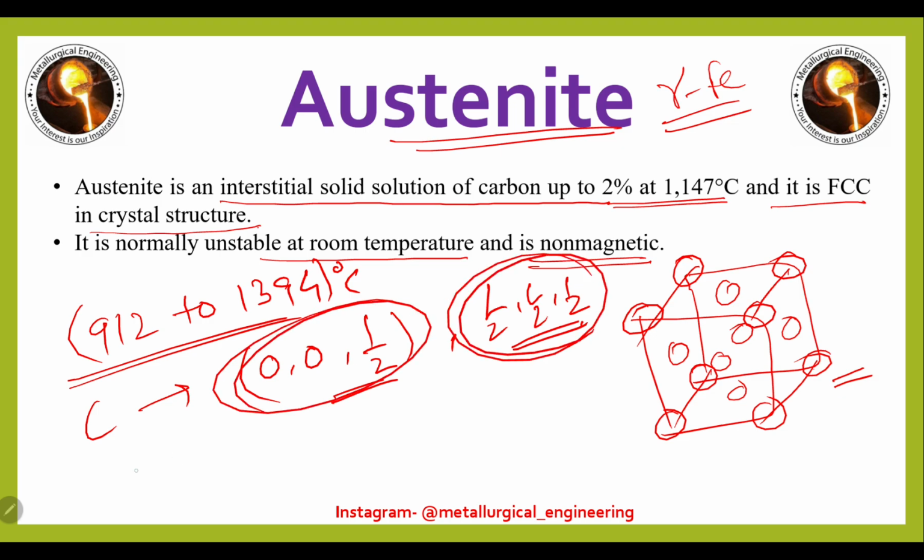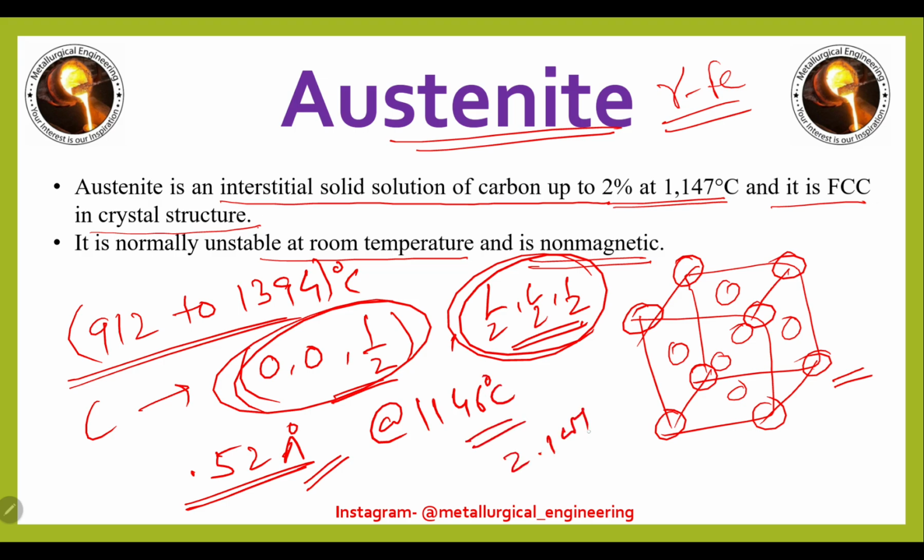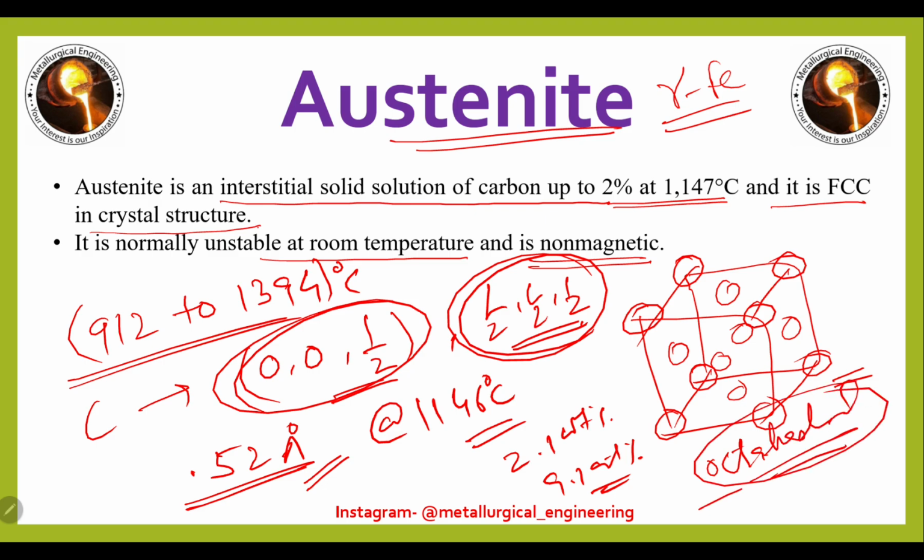The size of the largest atom that can fit in this void is 0.52 angstrom, as the solubility is larger here as compared to ferrite. So the maximum solubility is at 1146 degrees centigrade, around 2.18% or 9.1 atom percent. So here the carbon goes at the octahedral site because they have bigger voids than the tetrahedral.